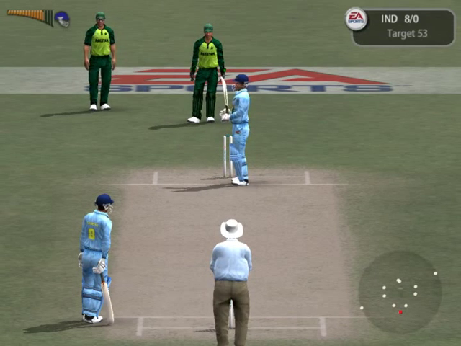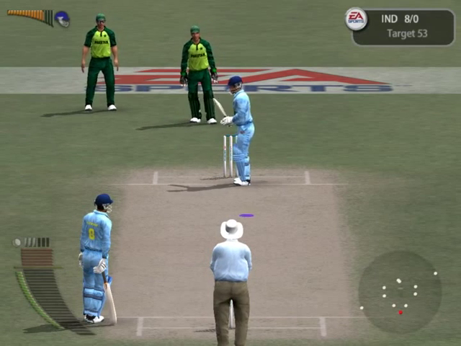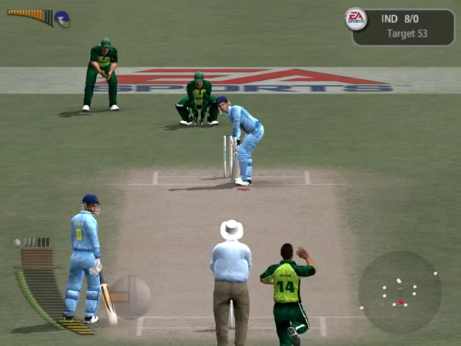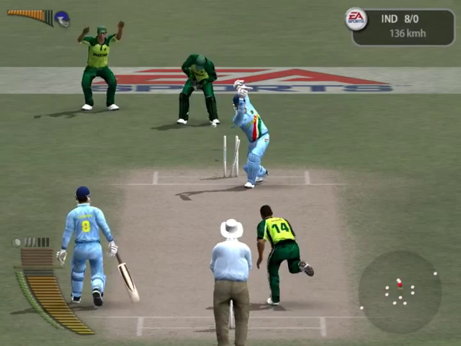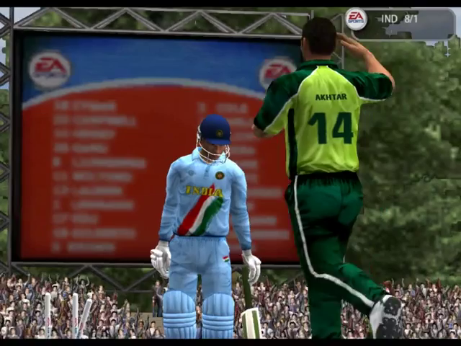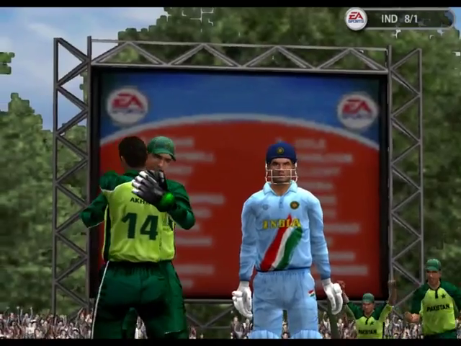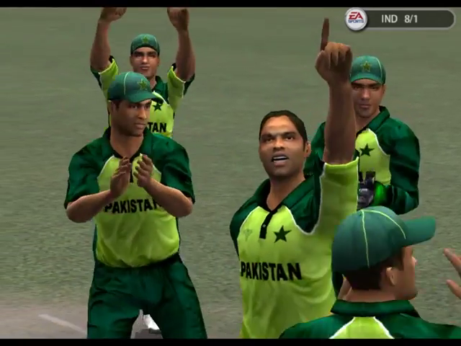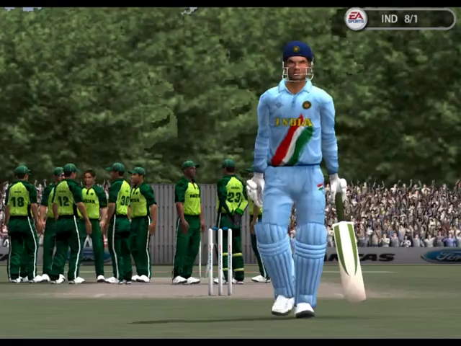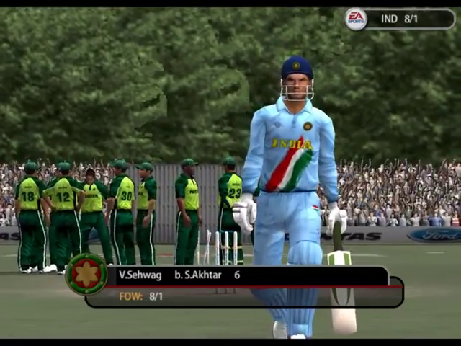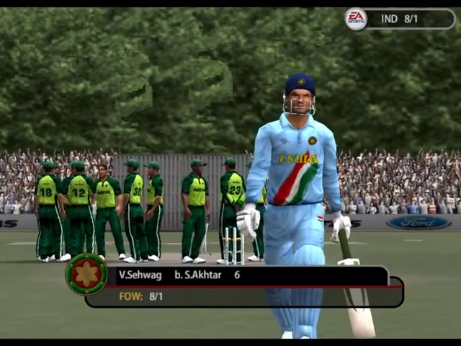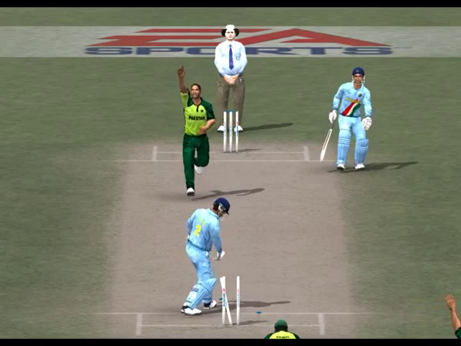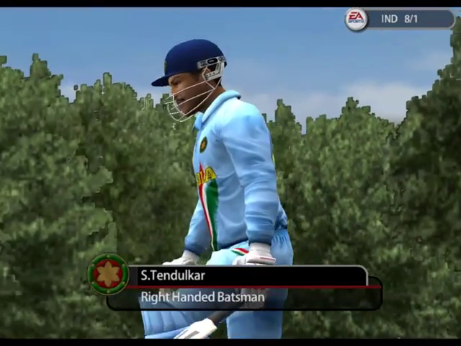Sehwag waiting at the striker's end. Shoaib Akhtar has got him. An early wicket like that can really put the pressure on the batting team. Shoaib Akhtar gets his first wicket. Sehwag scored 6 runs. This was how the innings ended for Sehwag. Tendulkar is the next man in.